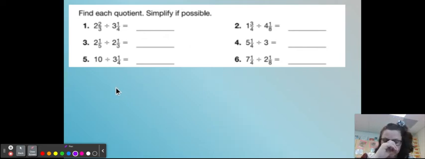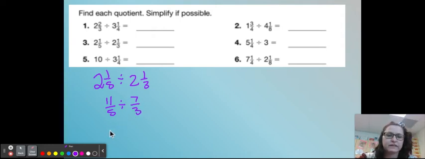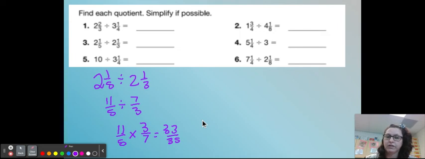Let's go to number 3. Number 3 is 2 and 1/5 divided by 2 and 1/3. 5 times 2 is 10, plus 1 is 11/5, divided by 3 times 2 is 6, plus 1 is 7/3. So now I'm going to keep my first fraction, 11/5, change the sign, and flip the second one. Now I'm going to multiply straight across. So 11 times 3 is 33. 5 times 7 is 35. Well, 33 is smaller than 35, and I've already checked to see if I can simplify it, and so I am done with this problem.